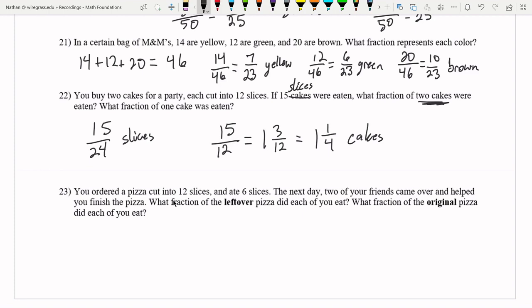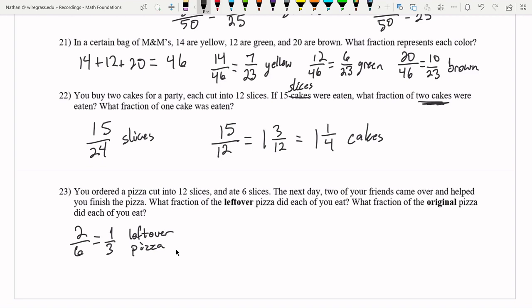You ordered a pizza and cut it into 12 slices and ate 6 slices. The next day, two of your friends came over and helped you finish the pizza. What fraction of the leftover pizza did each of you eat? And then what fraction of the original pizza did each of you eat? So we're assuming that the leftover pizza is eaten evenly between you and your two friends, so 3 people total. There are 6 slices, so each person would get 2 slices. In other words, each person ate 2/6 or 1/3 of the leftover pizza.